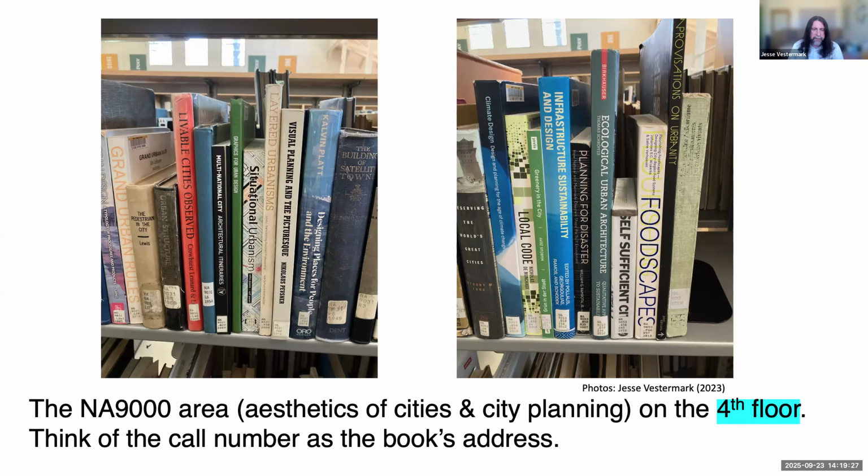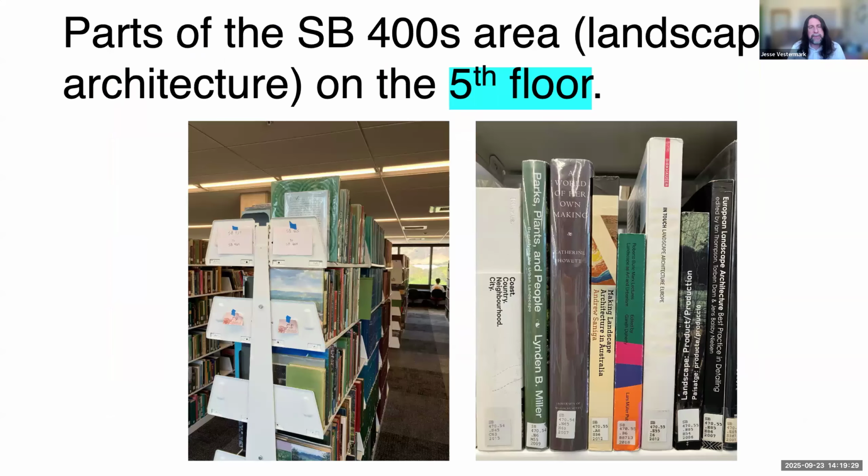Here's another example, the SB 400s, which are a subset of the horticultural section, specifically focused on landscape architecture, gardens, etc. These are on the fifth floor. And this is just a couple examples.